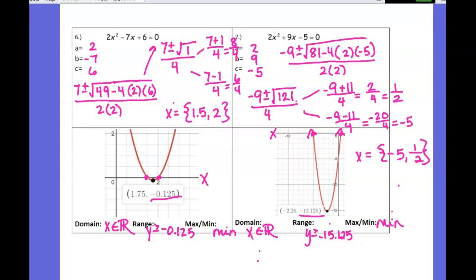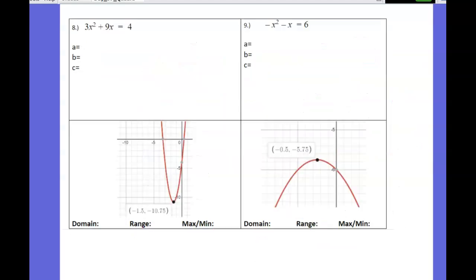Okay, moving on. Okay, number 8. Now, number 8 is not in standard form, so the first thing we want to do is put it in standard form. So we'll say 3x squared plus 9x minus 4 is equal to 0. Okay, our a is 3, our b is 9, and our c is negative 4.